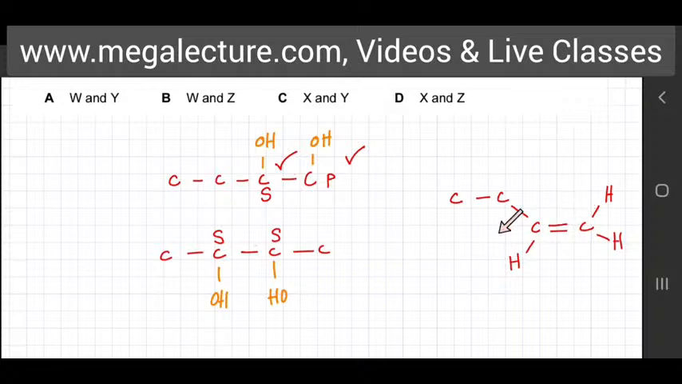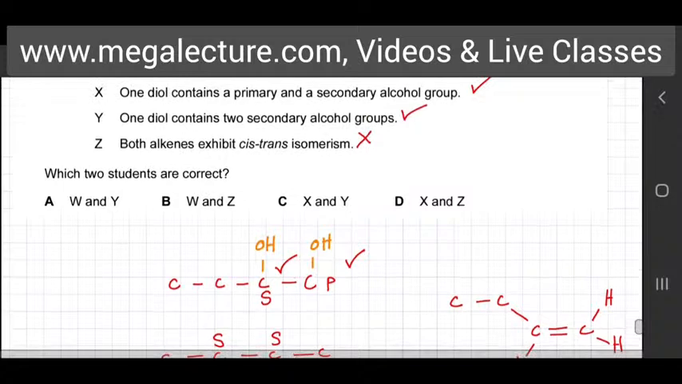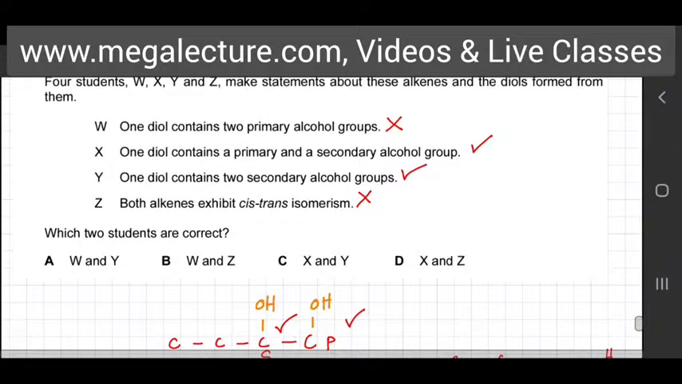For cis-trans, you need both sides over here to be different and both sides over here to be different, and over here it's not different. So there wouldn't be any cis or trans, because if you flip one side, it still remains the same. So both alkenes are not going to show cis-trans isomerism. So the correct answer is X and Y.